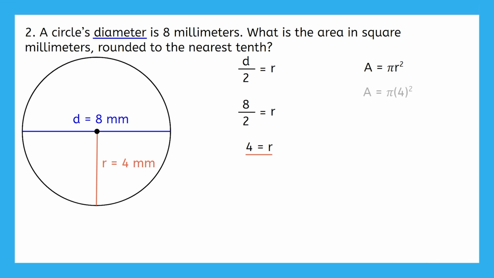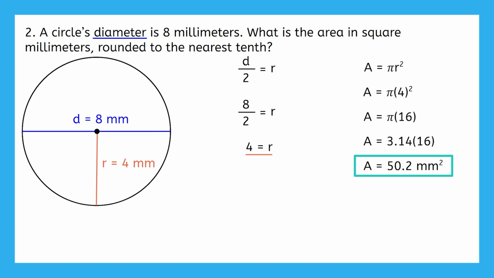This becomes A equals pi times 4 squared. 4 squared is 16, so the equation is now A equals pi times 16. Substitute 3.14 in place of the pi symbol, then multiply 3.14 times 16. The area, rounded to the nearest tenth, is 50.2 millimeters squared.